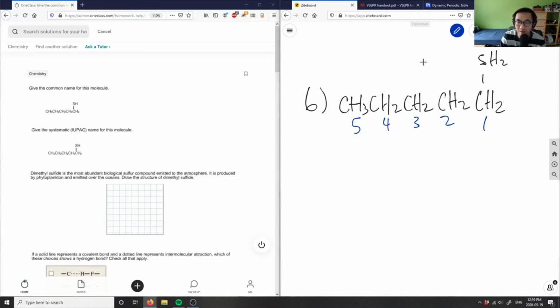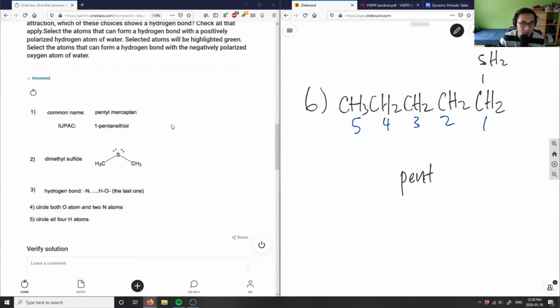So the ending of my name here is pentane, right? Pentane. And then this group here is a thiol group, right? So I can say this is a pentane thiol, and this will be my IUPAC name for number 6 here. And as you can see, it's pentane thiol, which is good as well. You could write a 1 here if you wanted to state that this thiol group is on carbon 1. That's up to you.